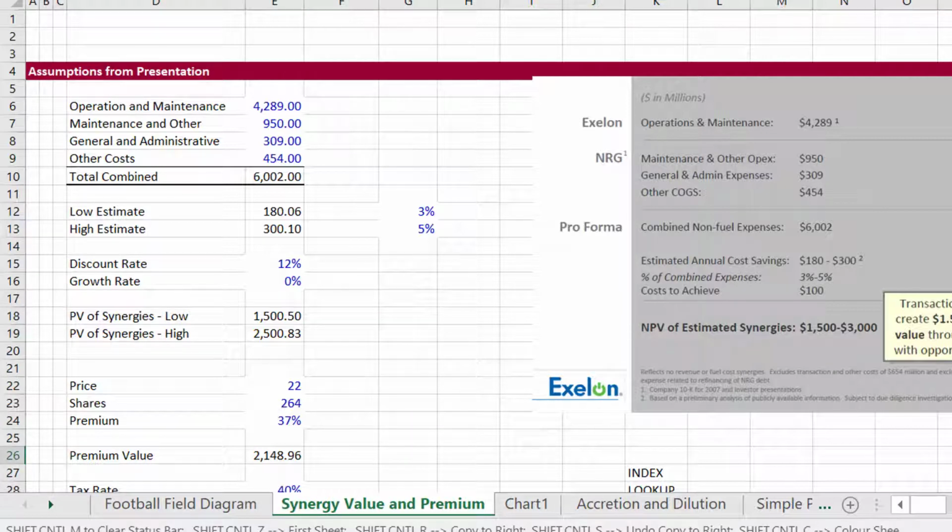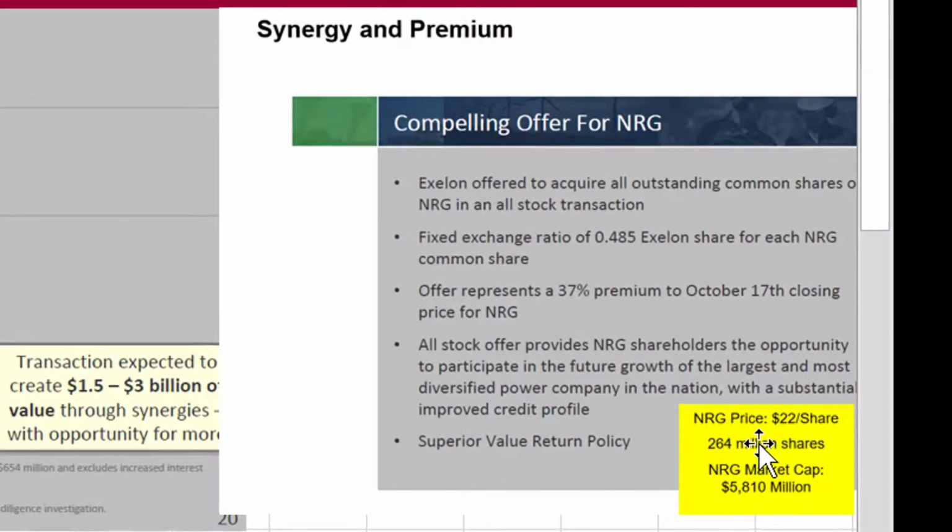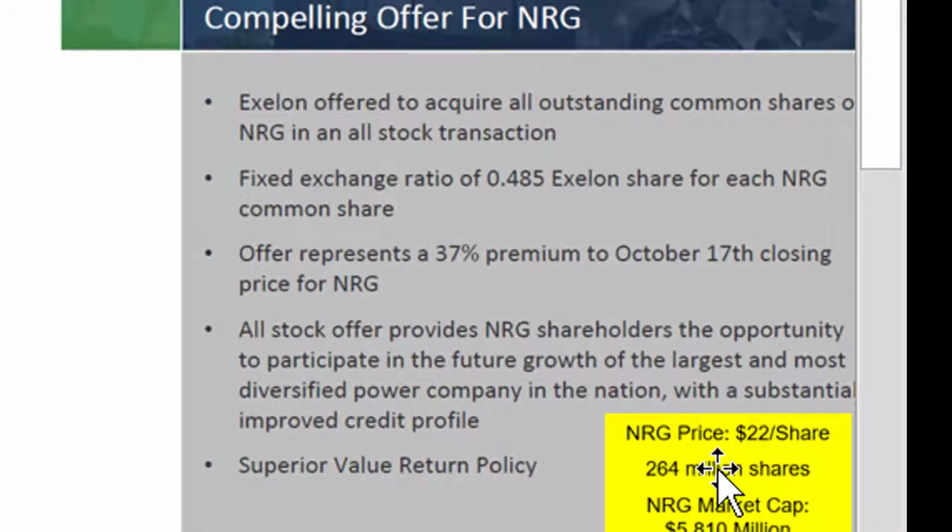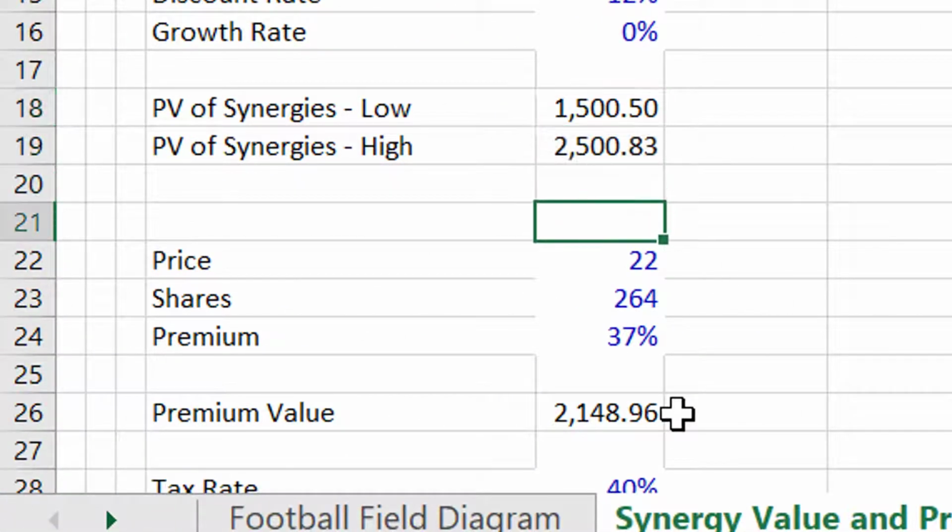22 was the share price before the merger, before the announcement. You have to figure out what premium really means. Premium is how much you pay more than the share price was the minute before the merger was announced, as if there was no leakage or no rumors. So you take 22 times 264, that's the market capitalization. There was a 37% premium, and you get that the premium value was $2.1 billion.